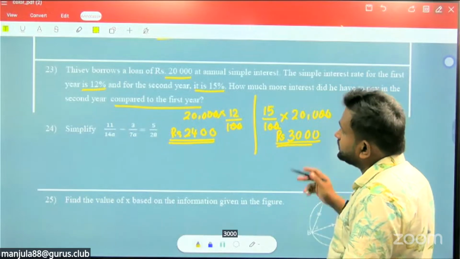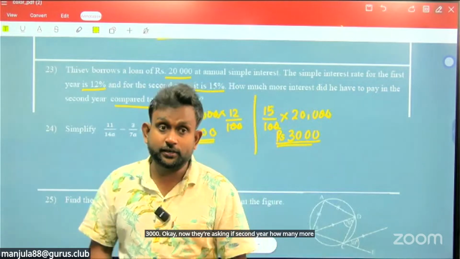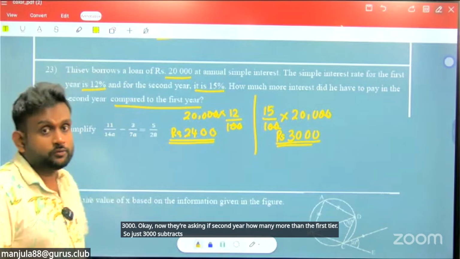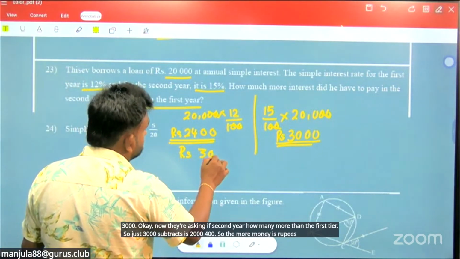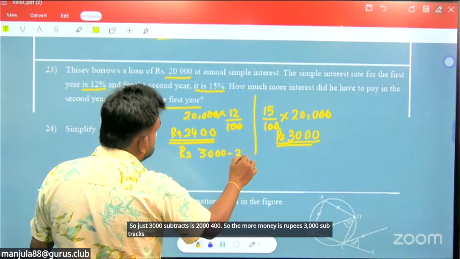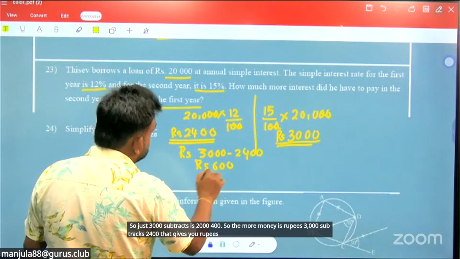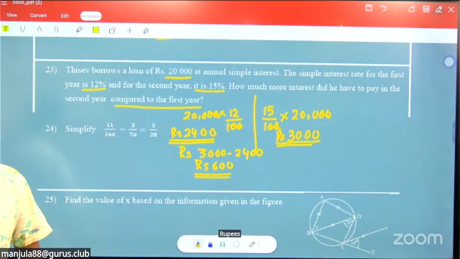Okay, now they're asking how many more in the second year than the first year. So just 3,000 subtract this 2,400. So the extra money is rupees 3,000 subtract 2,400, that gives you rupees 600. Rupees 600.